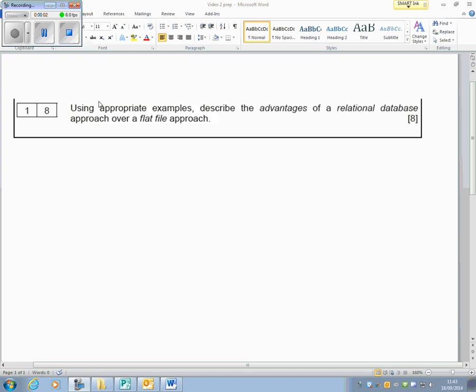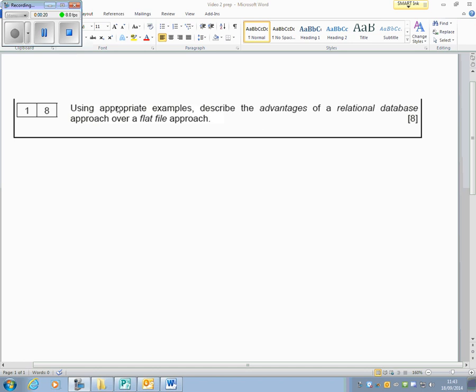So this is one of the toughest exam questions you'll get asked on the paper because it wants you to apply your knowledge to the situation. So the question is, using appropriate examples, describe the advantages of a relational database approach over a flat file approach. Now, what they're looking for in this question has changed from previous years.